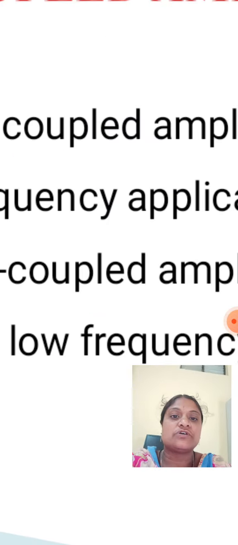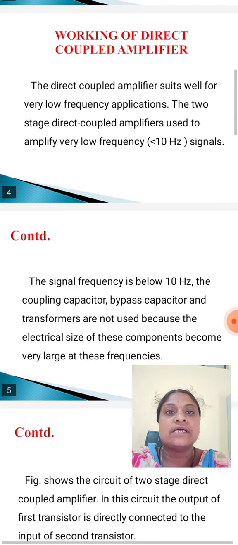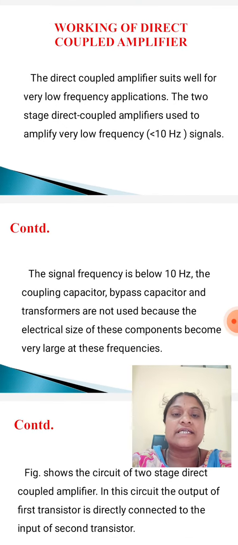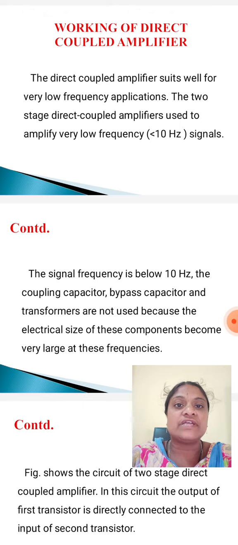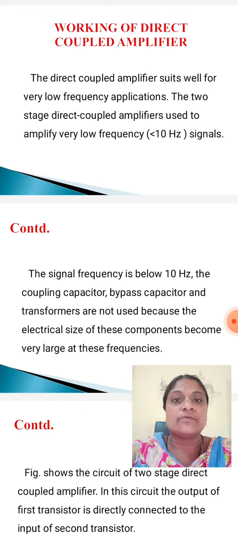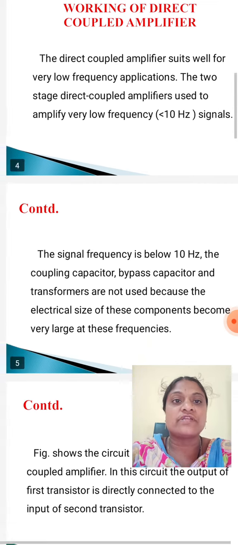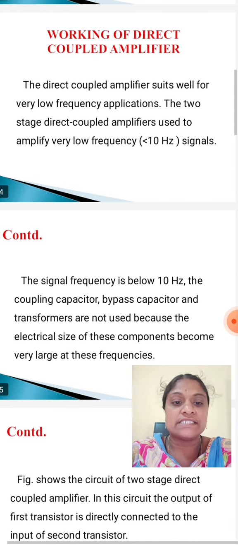First of all, the first topic is the working of direct coupled amplifier. Why do we use a direct coupled amplifier? The direct coupled amplifier suits very low frequency applications. Very low frequency means less than 10 hertz.